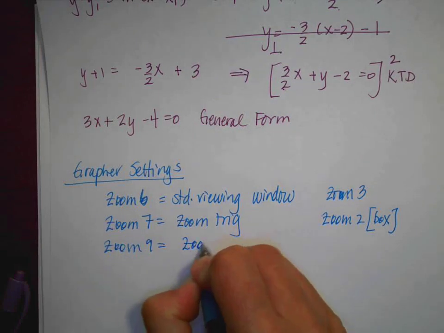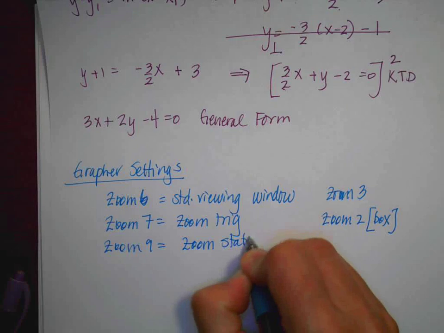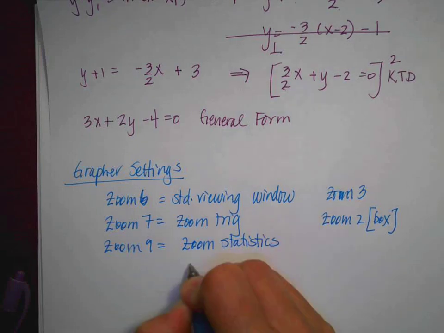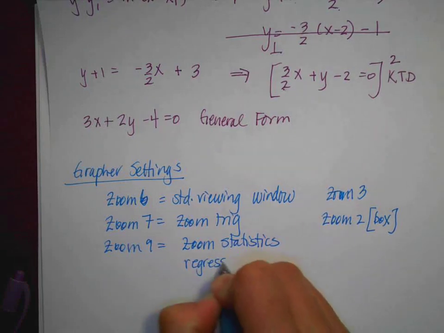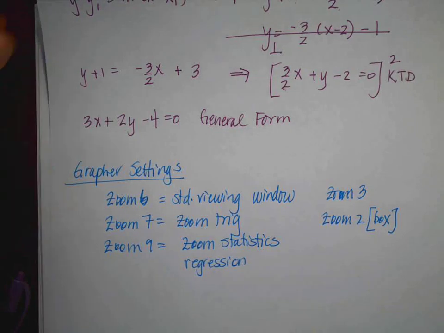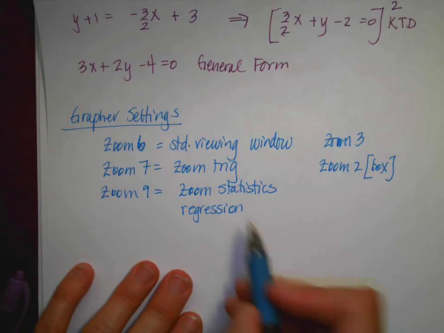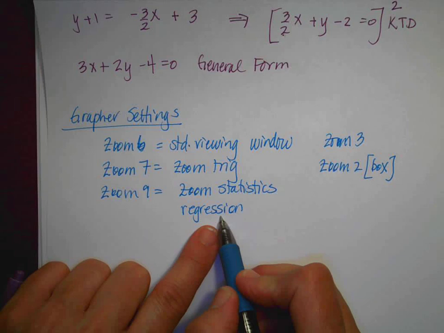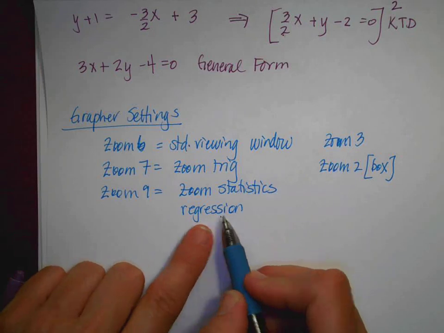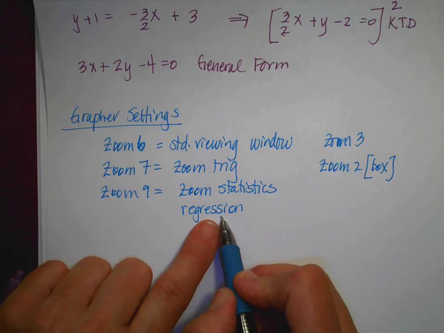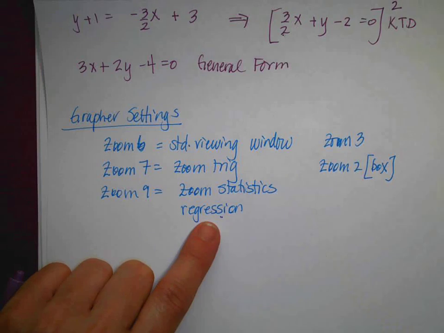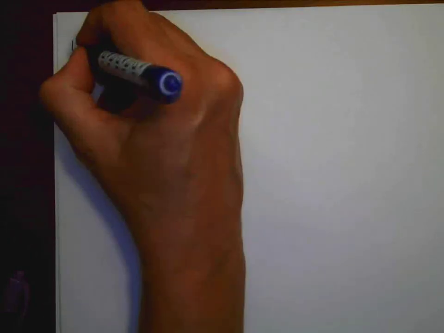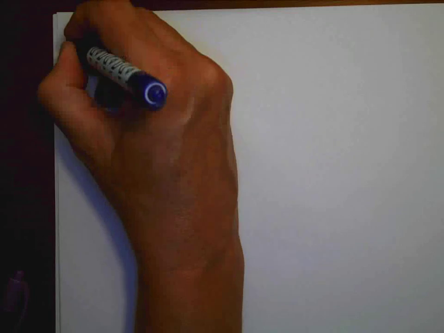The only other one would be a Zoom 9, and that is Zoom Statistics. And this is what you use for regression. I will tell you, there are very, very few times when you are allowed to do regression analysis in calculus. So though this is a good tool to have in your toolbox, it is something that we don't get to do very often in calculus because they want you to do math instead of just push buttons on your calculator.